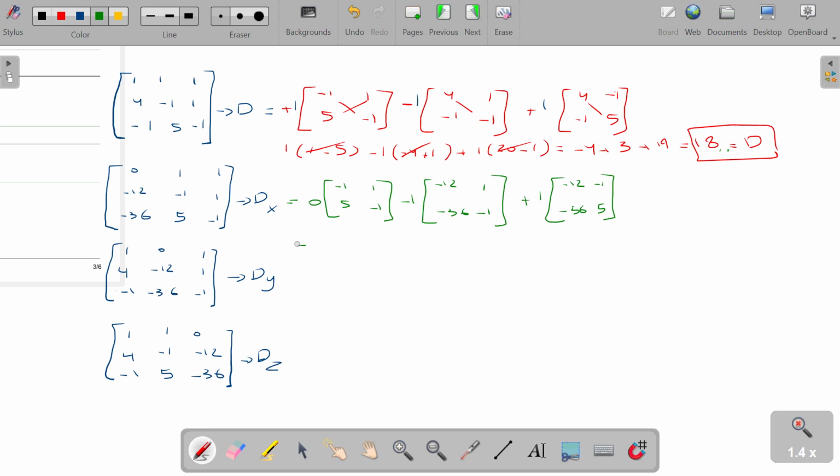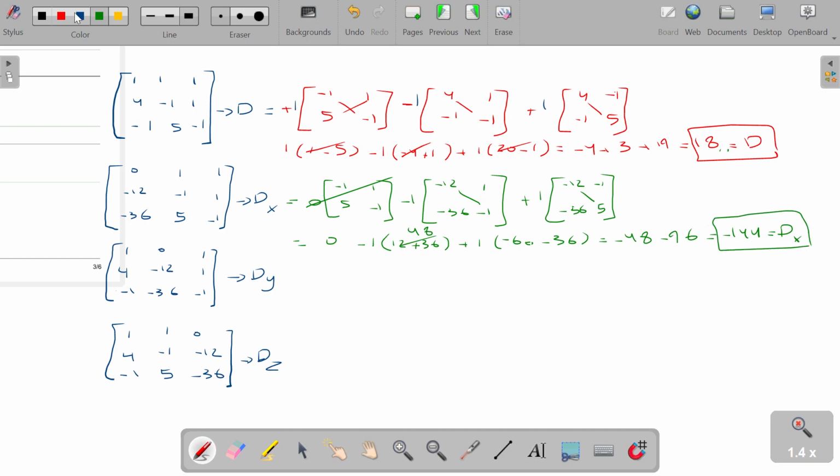Now let's find the determinant of this one. First one is multiplied by 0, so it doesn't make any change, it's 0. Next one, negative 1 times 12 times negative 1 is 12, minus negative 36 times 1 is negative 36, so makes it positive 36. And then plus 12, negative 12 times 5 is negative 60, minus negative 36 times negative 1 is positive 36, so write it down. Okay, so we will have 48, so that's negative 48, and this one will be negative 96, and when you combine them, this will be negative 144. That is our dx.